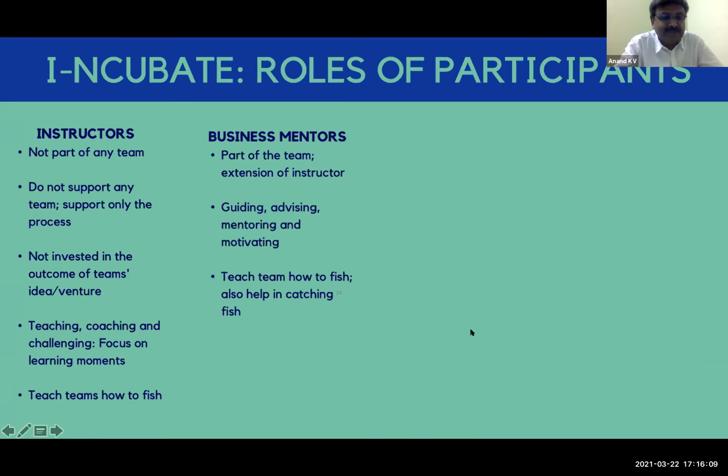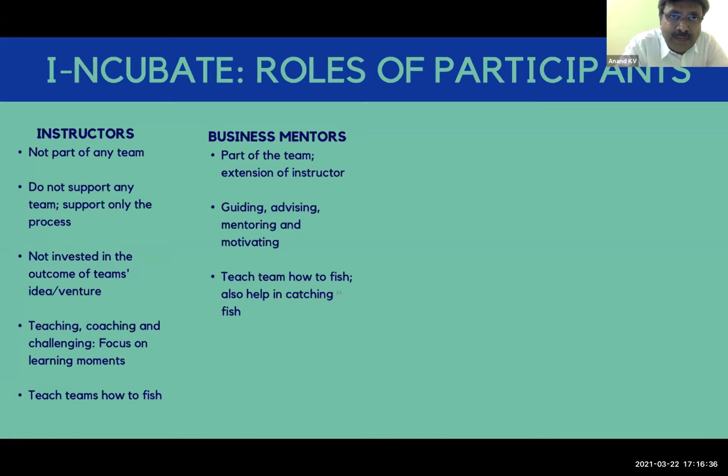Second entity is the business mentors, which we briefly spoke about. They are part of the team. So in the last slide that you saw, they were part of the team, and they are an extension of the instructor, but still they are part of the team. They are fully supporting the process, but they are also supporting the team that they are working with. So in the process, they will be guiding, they will be sharing from their experiences.